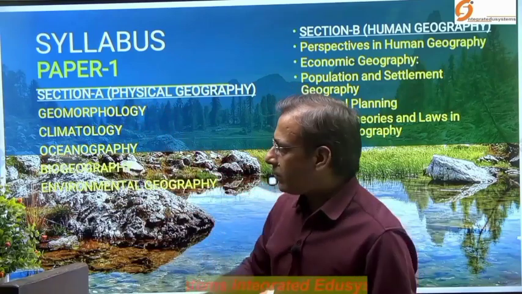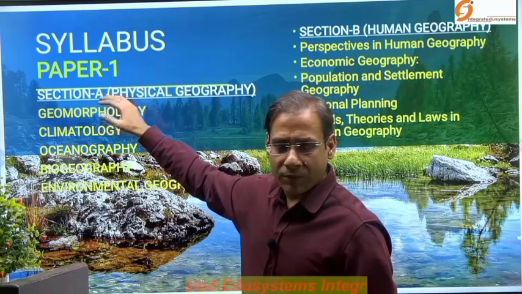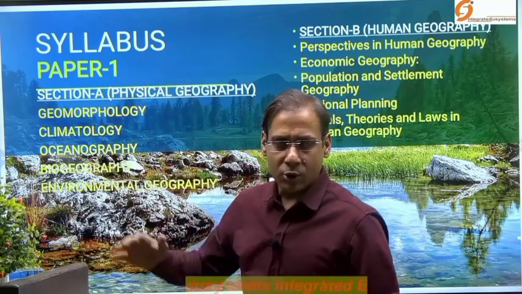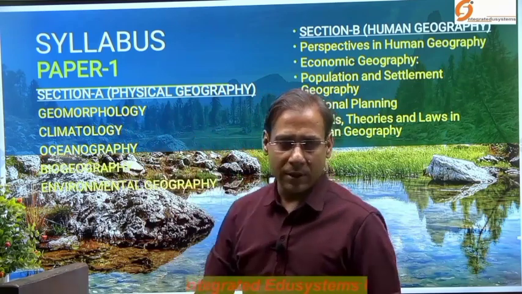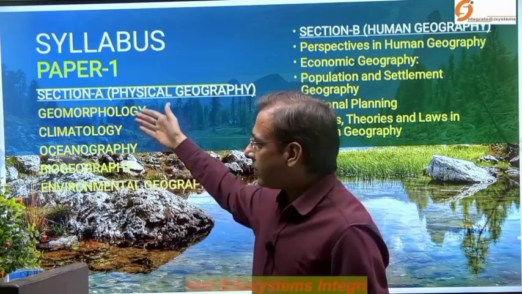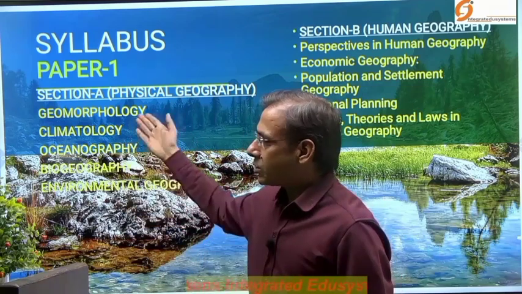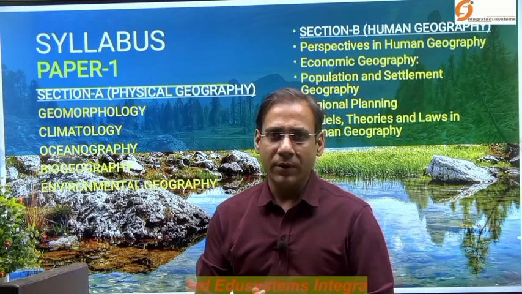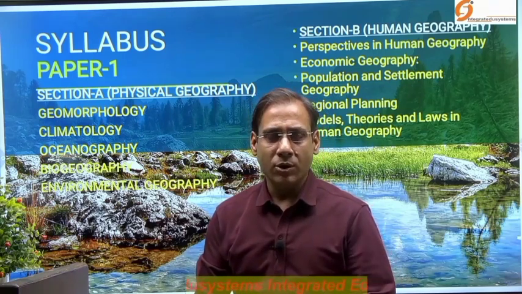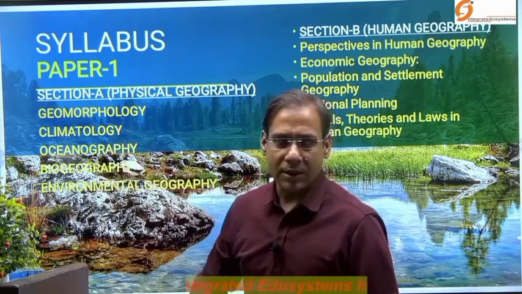So there are 5 units in this physical geography, that is section A of paper 1. There are 2 sections in paper 1, section A and section B. And there are 5 different units in this section. Unit 1 is geomorphology, then climatology, then oceanography, and biogeography and environmental geography are the part and parcel of this section.